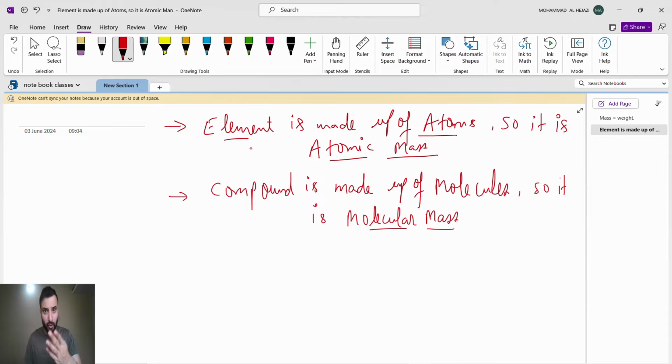So remember this thing, write down this thing. Element is made up of atoms, so for element we'll say atomic mass. But compound is made up of molecules, so for compound we will say molecular mass. For element we will not say the molecular mass of oxygen, because element is made up of atoms, so we'll say atomic mass of oxygen. For compound we will not say the atomic mass of H2O, because compound is made up of molecules, so we'll say the molecular mass of H2O. Okay, so these two you can write, you will understand.